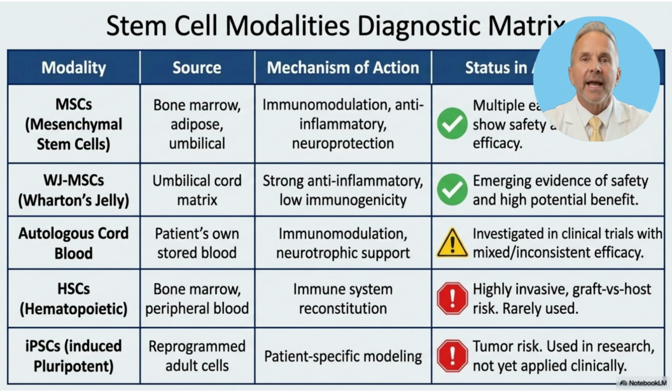HSCs, hematopoietic: highly invasive, graft versus host risk, rarely used. iPSCs, induced pluripotent: tumor risk. Used in research, not yet applied clinically. Therefore, MSCs and umbilical cord-derived MSCs currently represent the safest and most viable therapeutic paths.